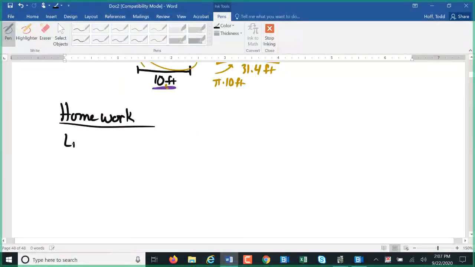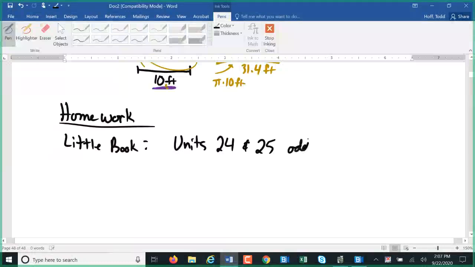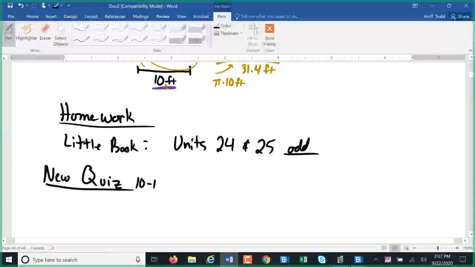So for right now, your homework is in your little book. Units 24 and 25, the odd-numbered problems. Don't forget there's a quiz out there due for tomorrow. I believe it's labeled Quiz 10-1. Sorry about giving you quizzes 2 days in a row, but the 2-hour class on Monday often works out to that. Okay, so that is everything for today.